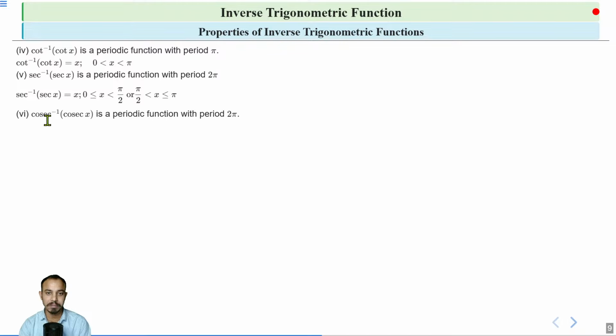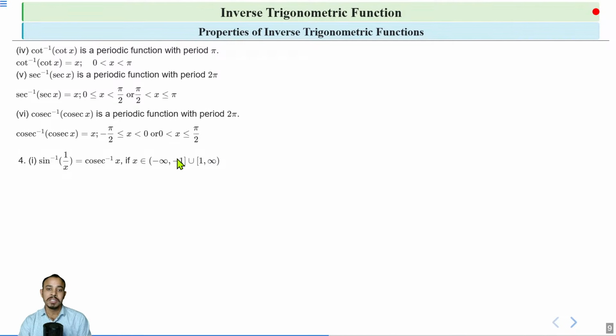Then cosec inverse of cosec x is a periodic function with period 2 pi. Now cosec inverse of cosec x is equal to x when minus pi by 2 less than or equal to x less than 0, or 0 less than x less than or equal to pi by 2.